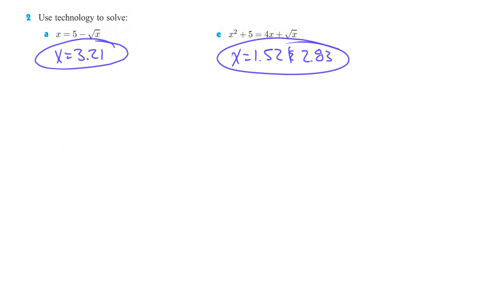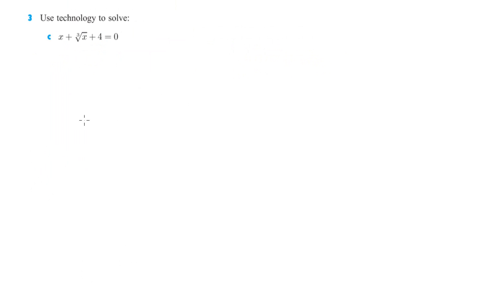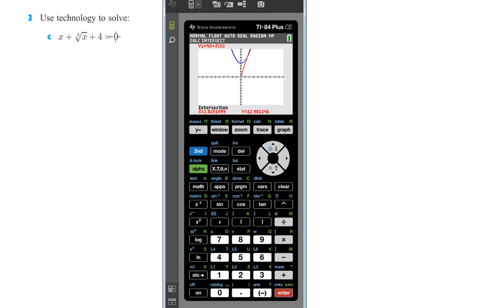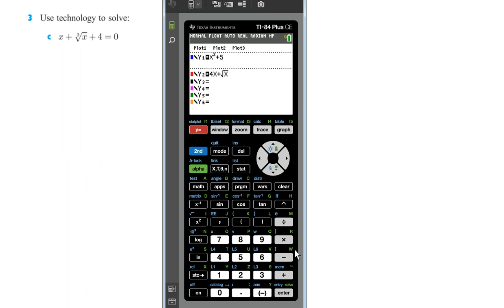Okay. Number 3, use technology to solve. So, honestly, I like these, the ones that are equal to 0, because you got a lot better chance of being able to see what's going on in here. Like on the last problem, we could have moved everything to one side and set the other side equal to 0 and just found the intersections down here, but it still worked. So, y equals. We want to clear these out. Let's see, clear that out. That's just 0.